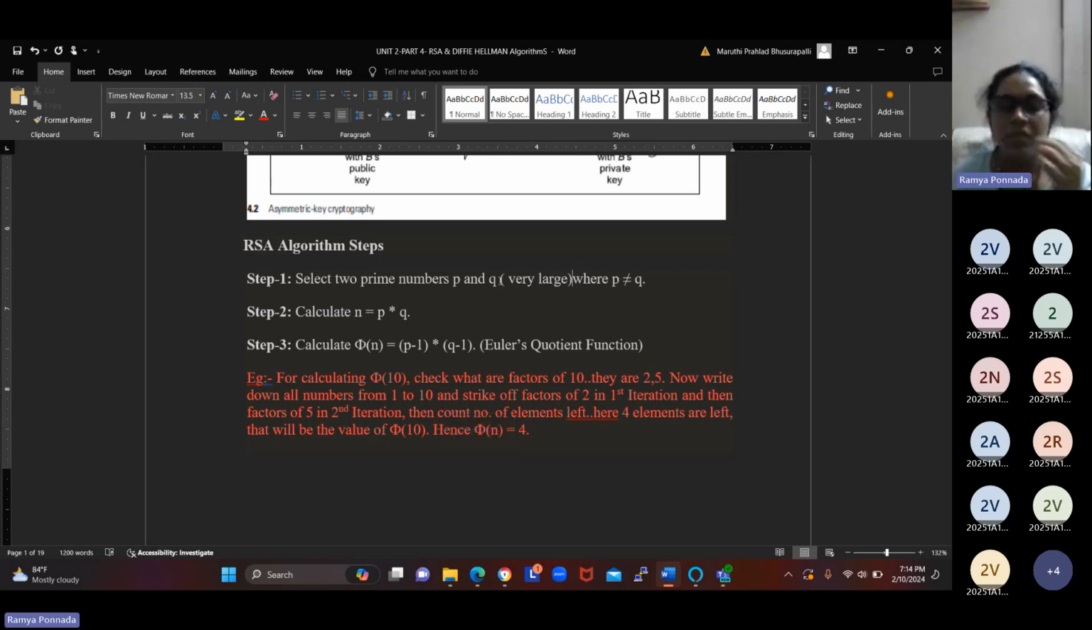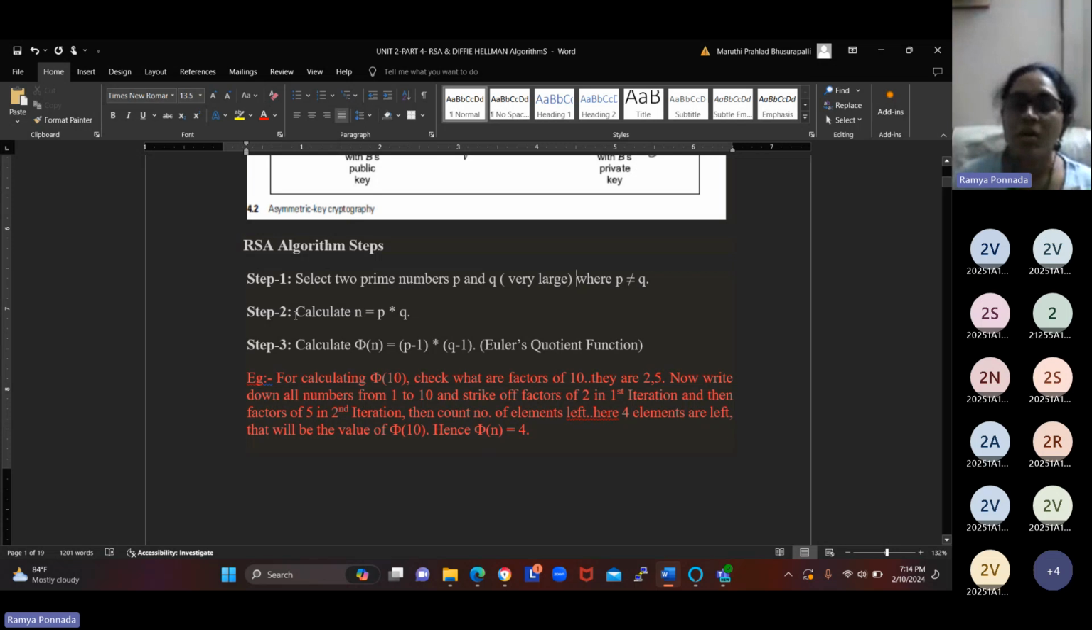Very large prime numbers you need to select. And you should also make sure that whatever this p value and q value are, both should not be equal to each other. So no equality, both values should be different.